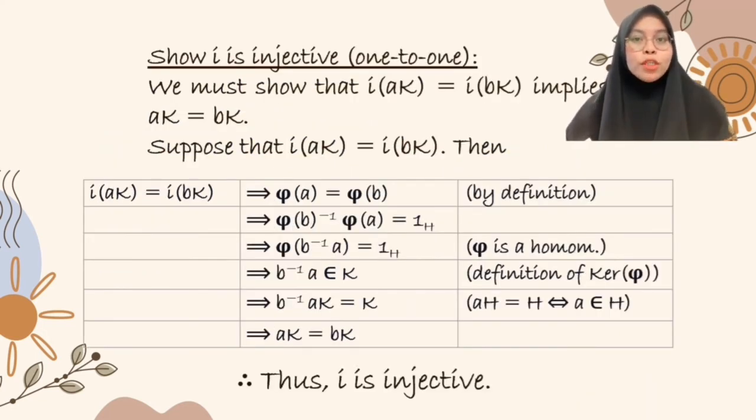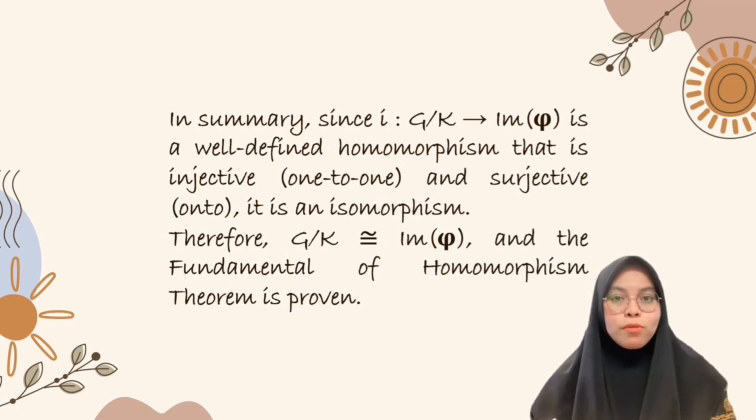So, the last step, we must show that I is injective or one-to-one. Show that I of aK equal to I of bK implies aK equal to bK. Suppose that I of aK is equal to I of bK, then with some modification such as in the table, we could conclude that aK equals bK, then I is injective. In short, since I is a well-defined homomorphism from G mod K to the image of phi that is injective and surjective, then it is an isomorphism. Therefore, G mod K is isomorphic to the image of phi, and the fundamental homomorphism theorem is proven.